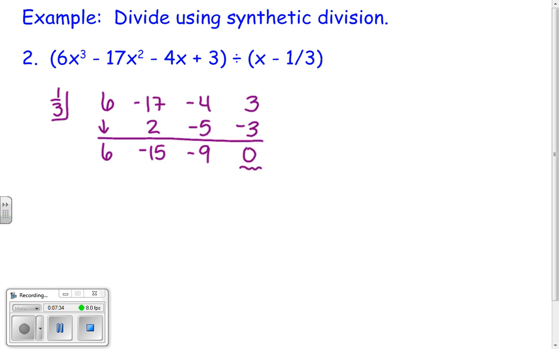When that last number is 0, my confidence is considerably higher. Like, you expect the remainder to be 0. It doesn't have to be, for sure. We did a whole bunch in the beginning of this lesson that weren't, but it is nice when it is. Because I started with a cubic, the coefficients that I'm left with are quadratic. So 6x squared minus 15x minus 9, and the remainder is 0.